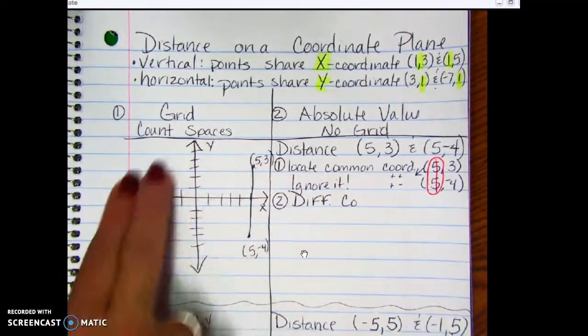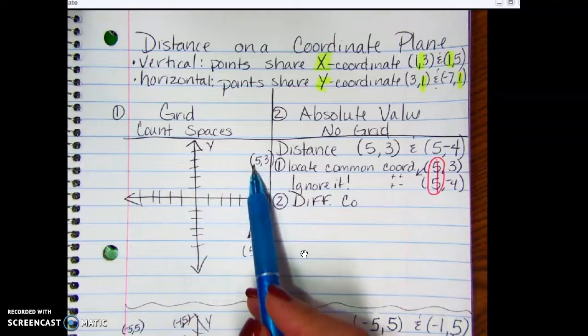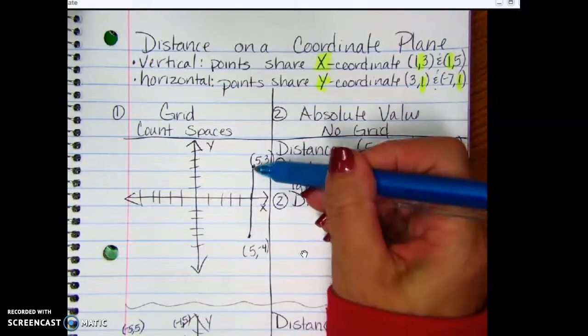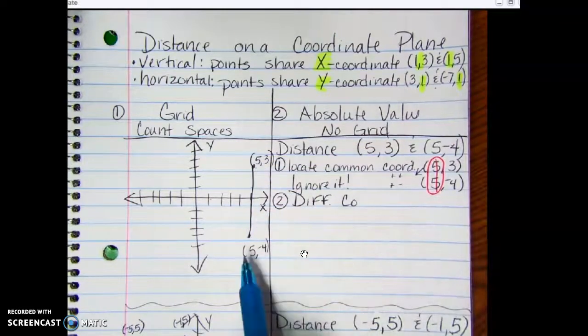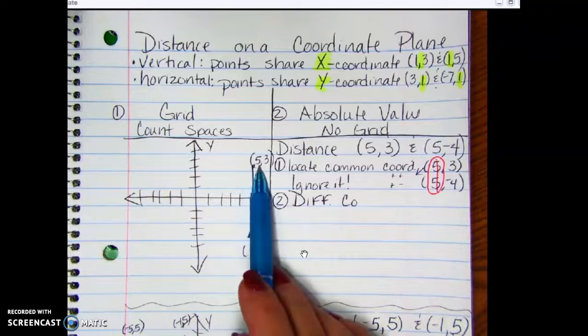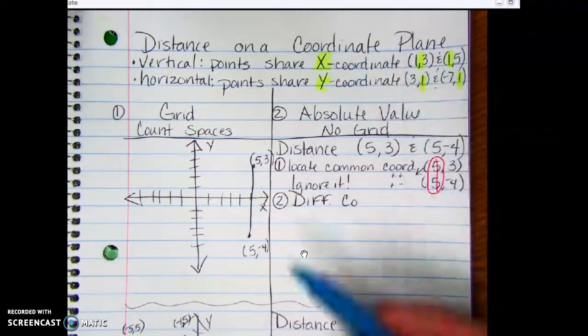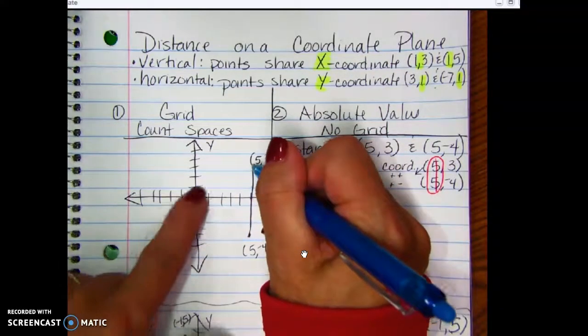Now, if you're given a grid, it's very easy. All you have to do is count your spaces. So for instance, they have given me the points (5, 3) and (5, -4). I need to determine how far apart these points are. So when I do that, oh, and by the way, they both have the same x coordinate, so I have a vertical line. So what I do is I count each tick mark.